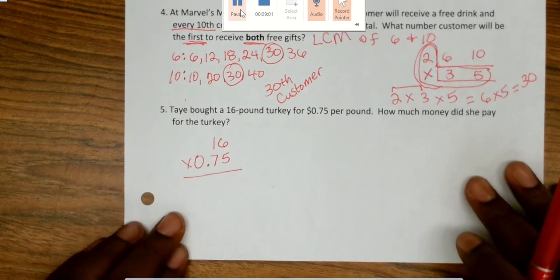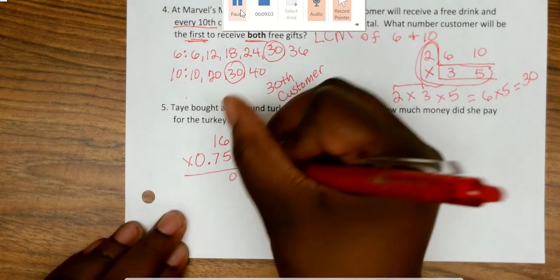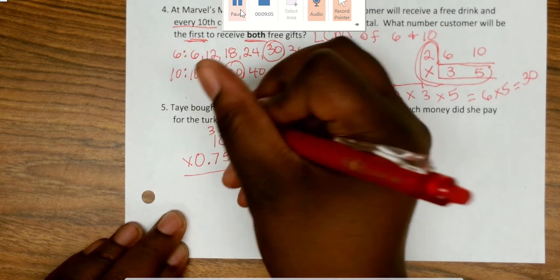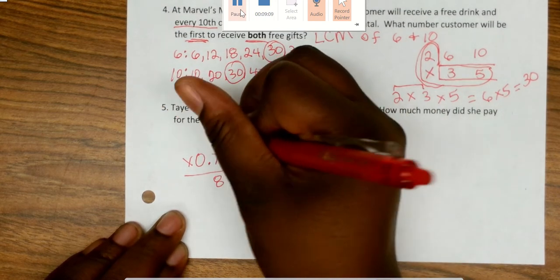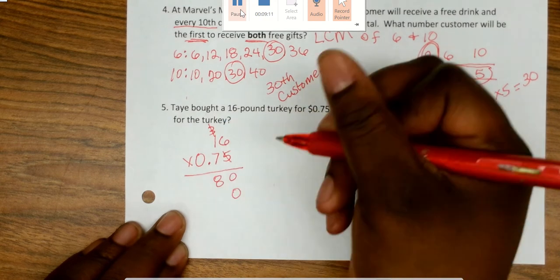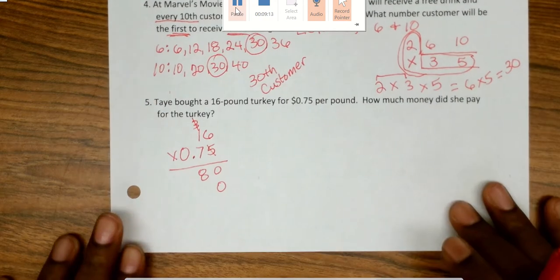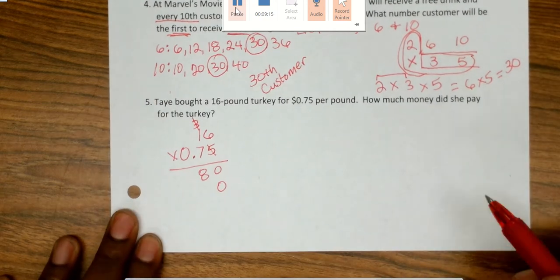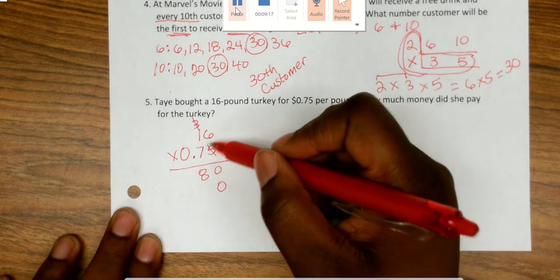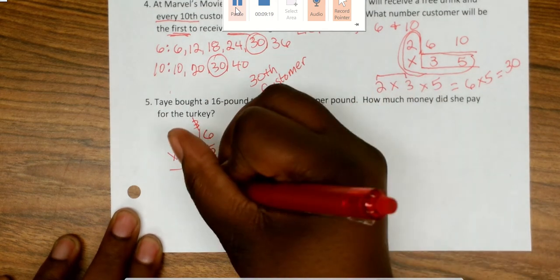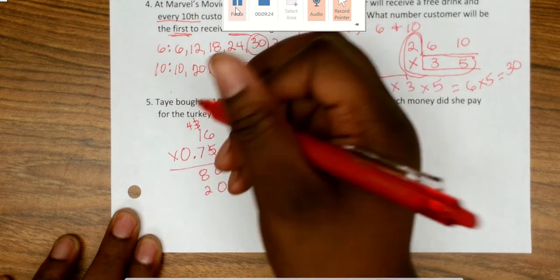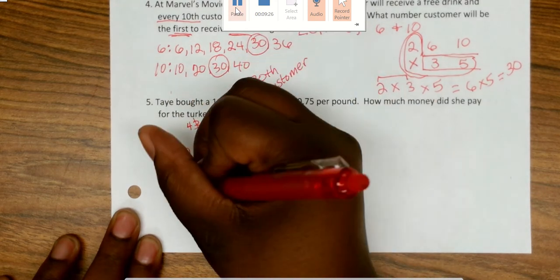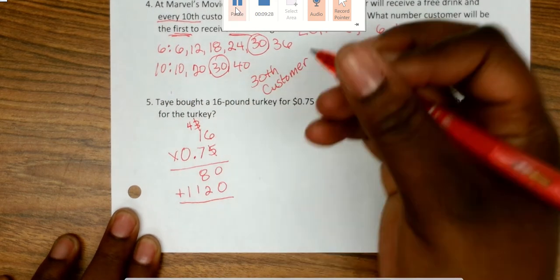All right, so 5 times 6, got my 30. 5 times 1 plus 3, got my 8. So I am done with my 5s. Now I'm going to put my placeholder 0. All right, so now I'm going to start with my 7. 7 times 6, that is my 42. Put my 4 up here. 7 times 1, that's 7 plus 4. All right, now I'm going to add these bad boys together.